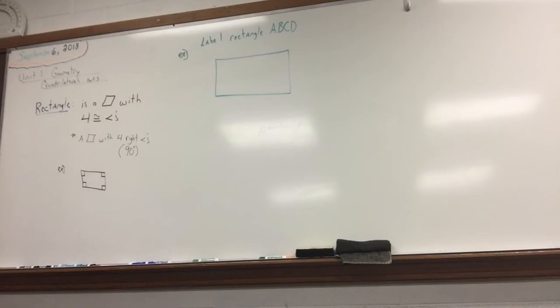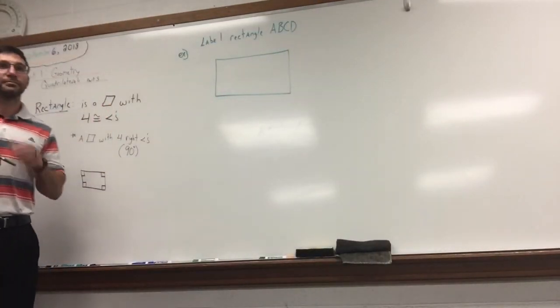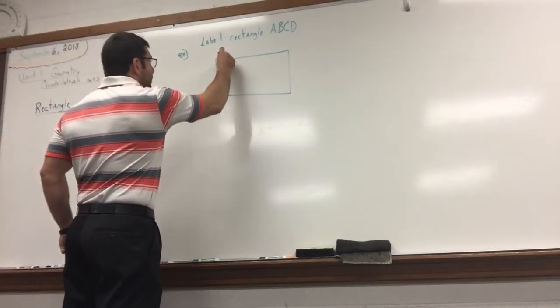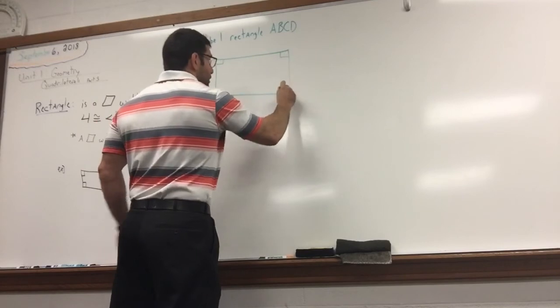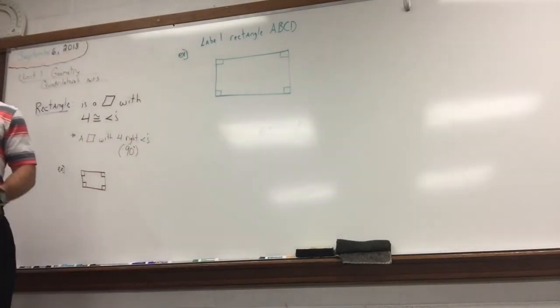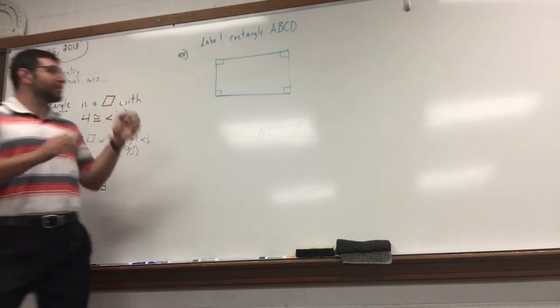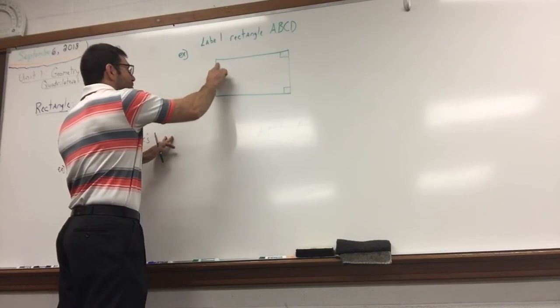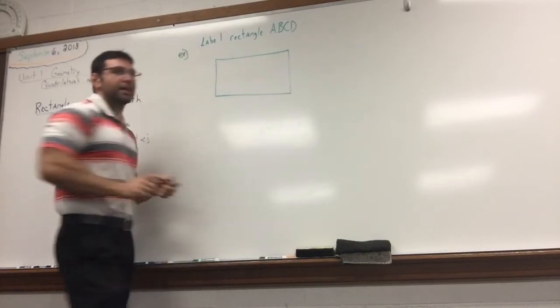Okay. Luke, give me one thing that I can label on my rectangle. Yes, 90 degrees. Okay. So, to show that, I can put these boxes. Is that the only way that I can show this is a rectangle? Instead of these boxes showing that they're right angles, how else can I show that it's a rectangle? What else could I do?